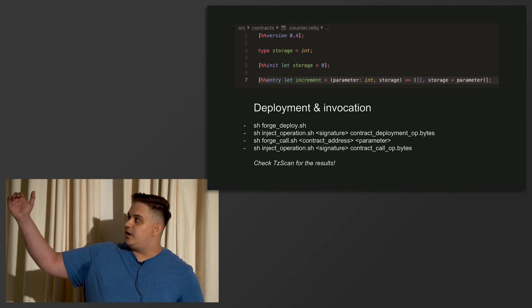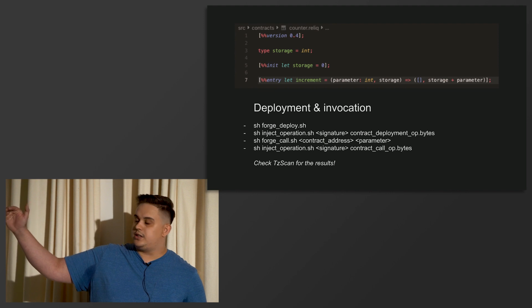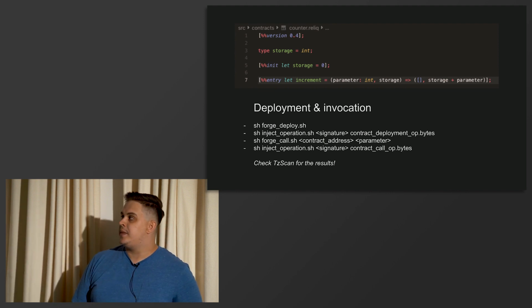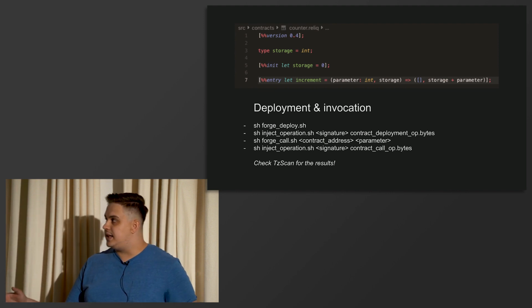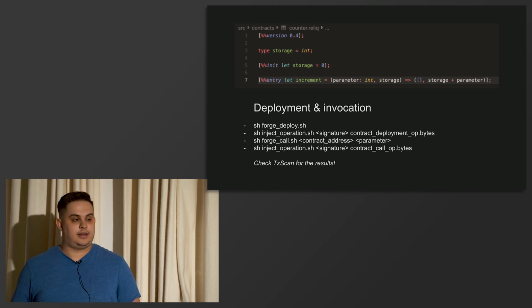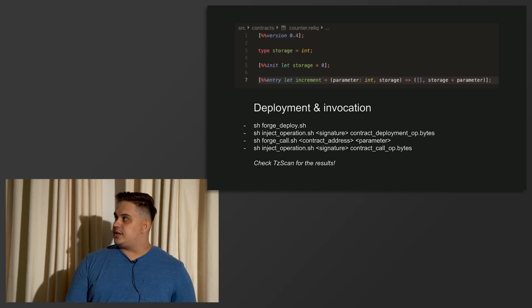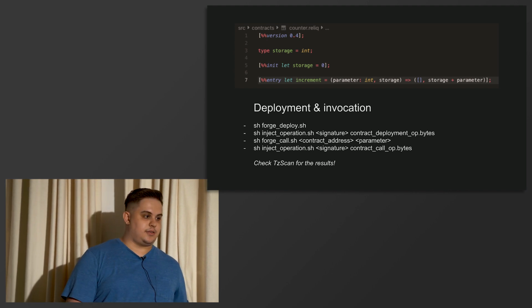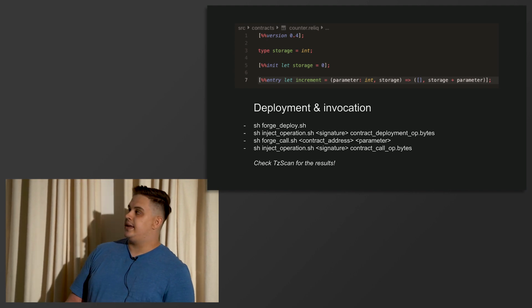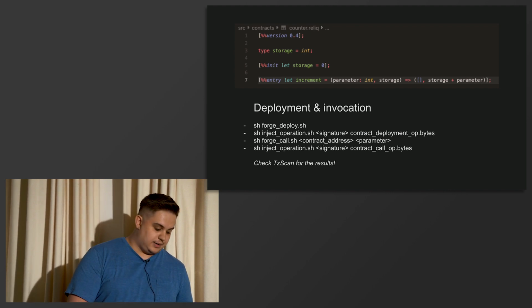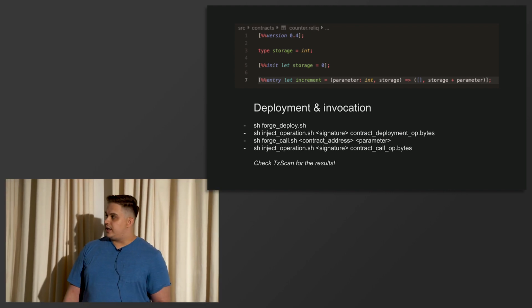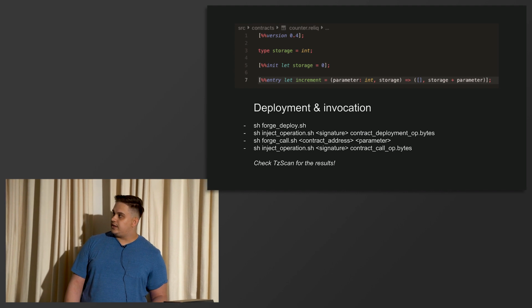So going from the top, we first have to define the version of the language that we are using. Currently, the example is a bit outdated, so it's version 0.4. The latest version is, I believe, 0.9, and we are going towards, let's say, a beta release or a full release, so 1.0. Then we define the type of the storage we want to store on the blockchain.